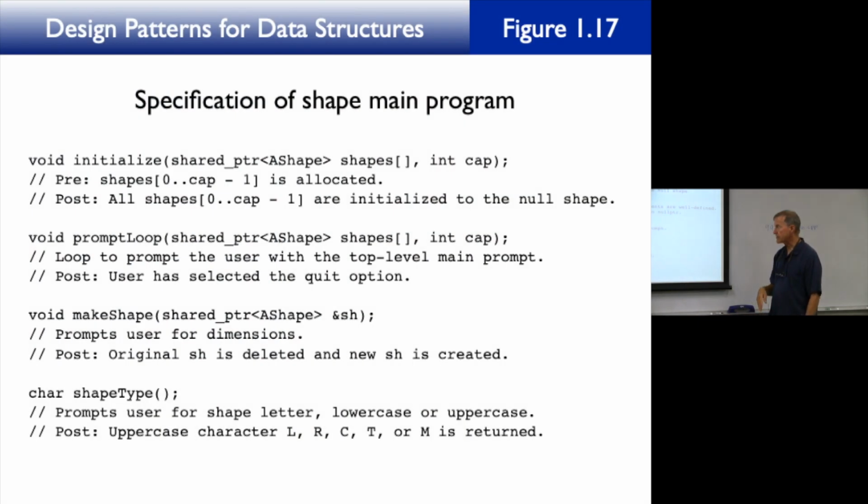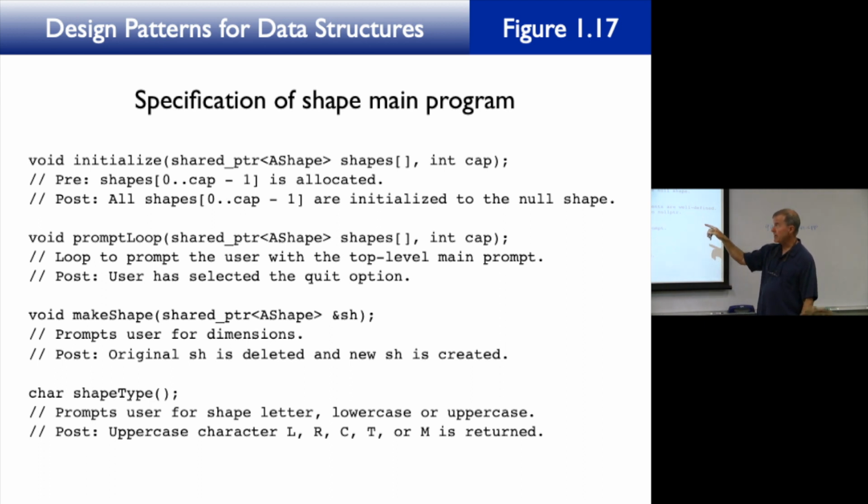So here in figure 1.17 is the start of the program listing for this project. Now, what the main program does is it basically does 4 things. It initializes all the data structures, and then it goes into this prompt loop, where it asks the user for some kind of action, and then when the user presses quit, it does some cleanup, and then it exits. All right.